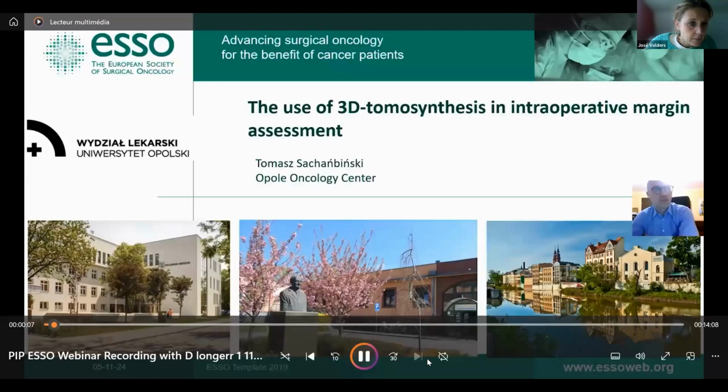Okay, great, thanks. Then it's time for the next speaker, Tomas Sachańbiński, a surgical oncologist at the Opole Oncology Center. Dear organizers, dear ladies and gentlemen, thank you for having me here.